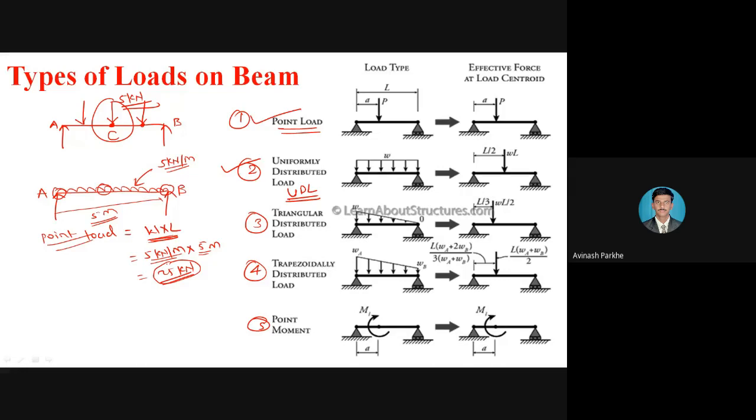If UDL is given, it is not possible to take that particular UDL value as it is for the further calculation. Please keep in mind, UDL is 10 kilonewton per meter. It is not possible to take that 10 kilonewton per meter for the further calculation. What is our requirement? We have to convert that UDL into the point load. To convert that UDL into the point load, we have the formula W into L. W means the magnitude of the UDL, which is given in kilonewton per meter, and L is the length. On how much length the UDL is applied, that length we have to consider.